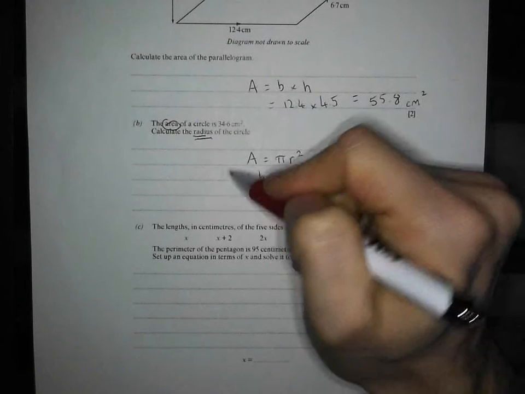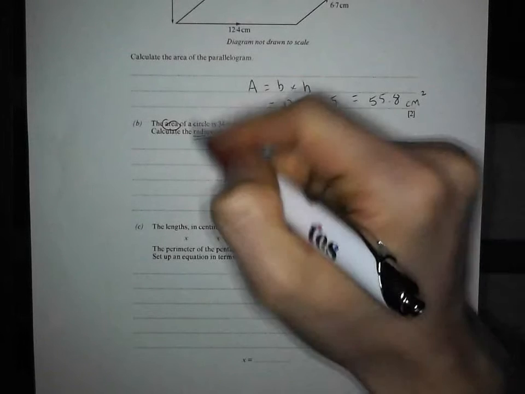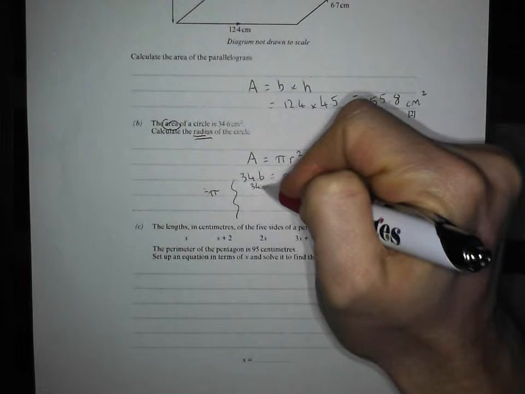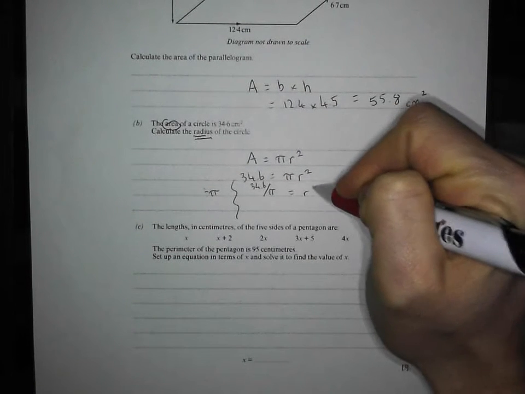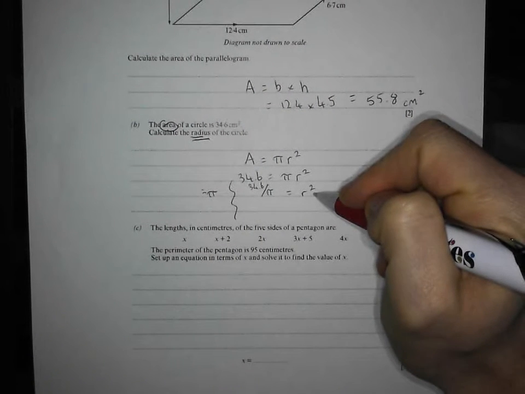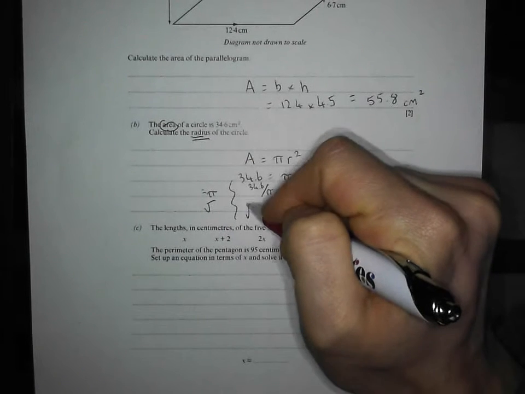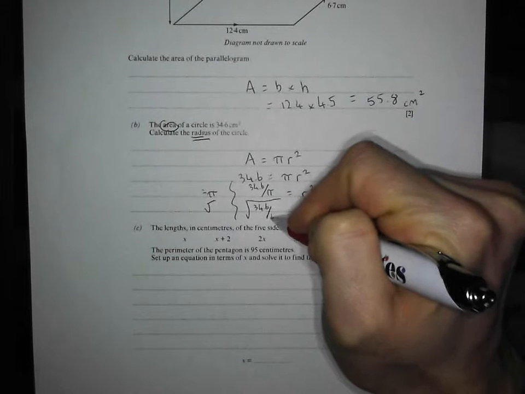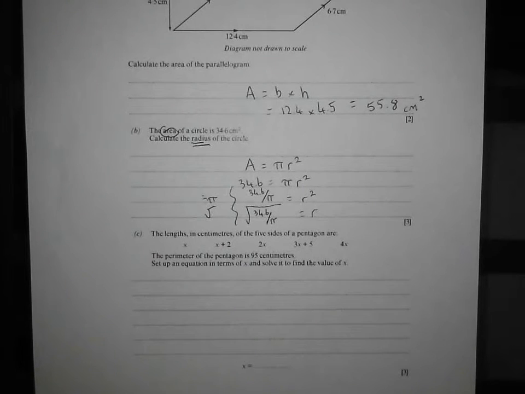How am I going to find r? Well, I'm just going to rearrange this equation to leave myself with r equals. Let's get rid of this pi first. Divide both sides by pi. So I get 34.6 divided by pi, and that's going to be equal to my r squared, because I've divided by pi, so it's gone from that side. Now I want to get rid of that squared, so I'm going to square root both sides. So I get the square root of the whole thing, 34.6 divided by pi, and that's going to give me my radius. Right, let's bang that into the calculator.